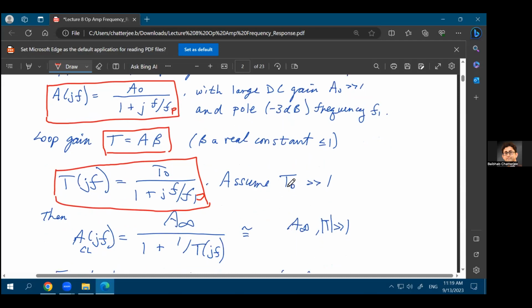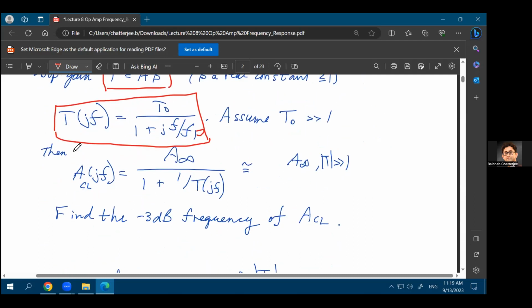So, and of course, you know that your T0 is much, much larger than 1. What is your closed loop gain? The closed loop gain is A infinity divided by 1 plus 1 over T. Now, instead of saying that my T is a constant quantity, you'll consider that as a function of frequency. So in the denominator, it would be 1 plus, instead of just 1 over T, 1 over T of jf. So you're actually representing T as a function of frequency. That's it. That's the only change you'll make in the entire analysis.